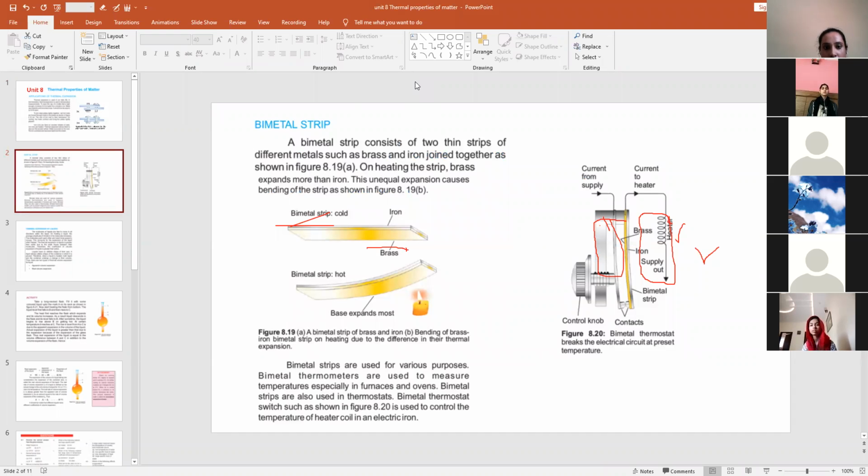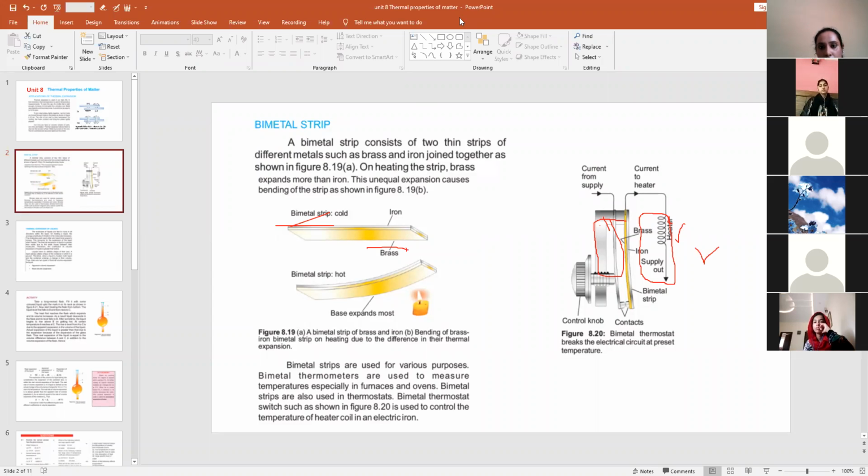The second topic we are going to start is the bimetal strip. All of you know that bi means two, and metal is basically a good conductor of heat and electricity. So in bimetal strips we are using two metals that conduct electricity and heat at the same time. And strips are made from very thin sheets.